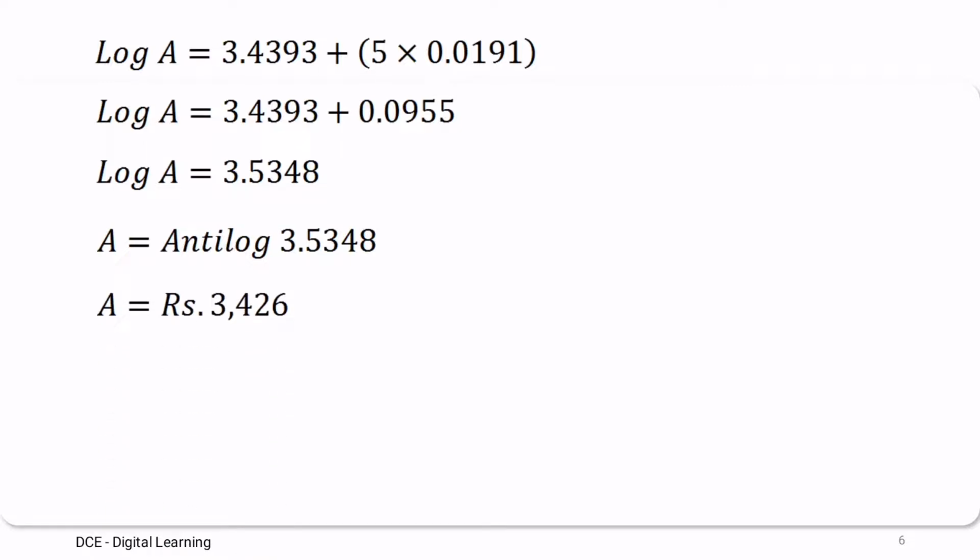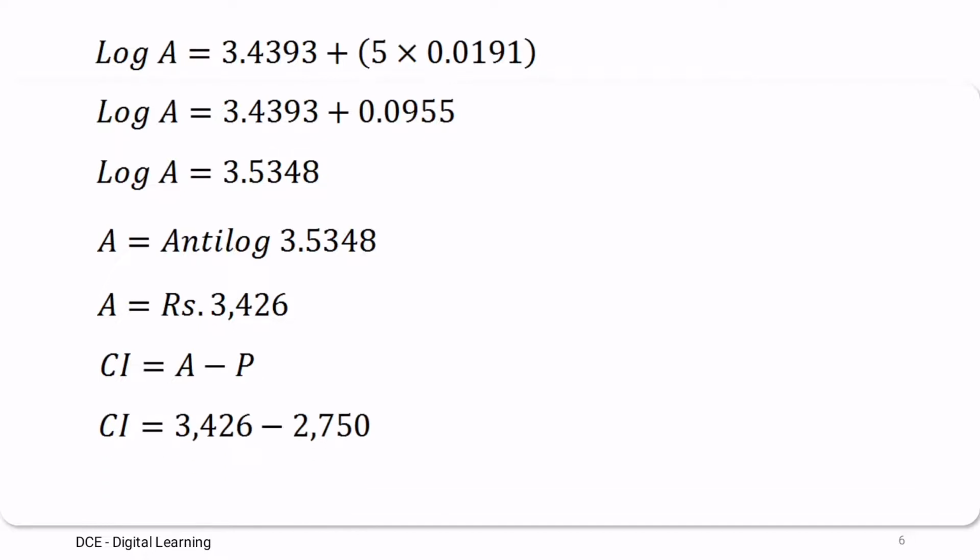So, A equals 3426. Here, the antilog value for 0.5348 is 3426. Since the characteristic is positive and it is 3, the number of integral digits will be the characteristic plus 1, which is 4. So, 4 integral digits will be there in the result. So, the final result is 3426.